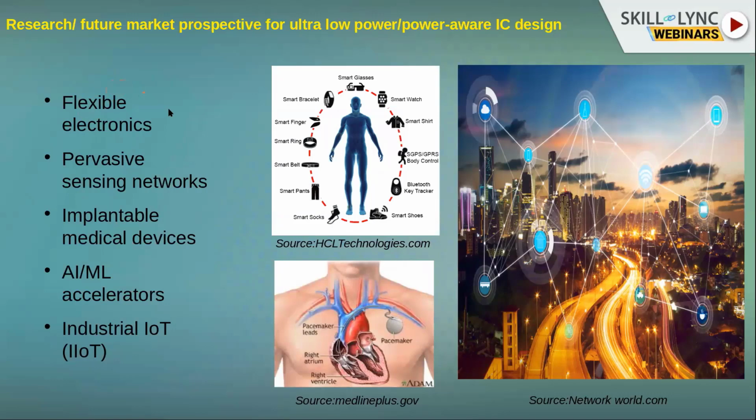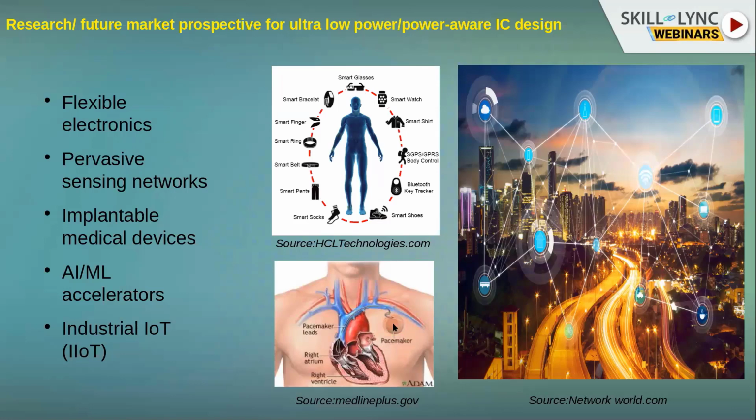Power is actually the bottleneck that is hindering the growth of research domains like flexible electronics and pervasive sensing networks, where you have a sensor network everywhere, literally. And even the implantable medical devices, like as you can see here, there's a pacemaker sitting inside a person's body. It is implanted inside, and you cannot expect a battery to be sitting inside your body. Nobody will wish to have a pacemaker like that. I'm pretty sure about that.